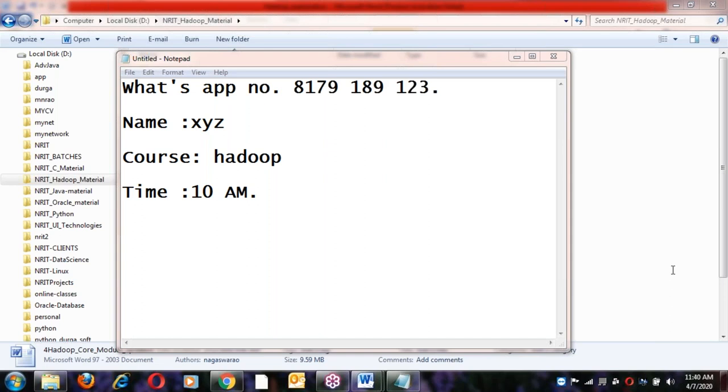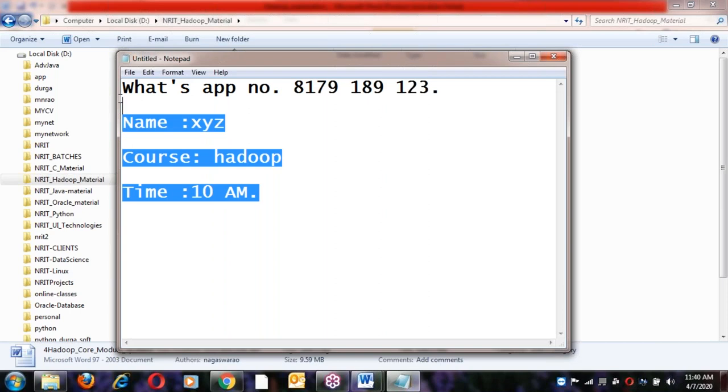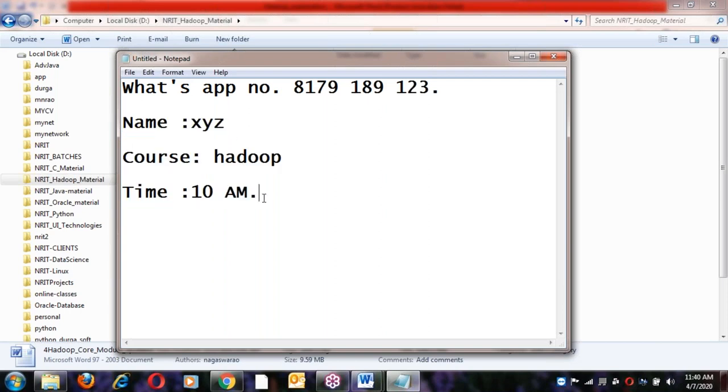Suppose in Hadoop someone faces an issue in the middle, they will post the issue to that group. Somebody will try to resolve that issue. If not resolved, I'll start explaining and resolve the issue. All right, okay. So just ping me these details. Now I'm creating this group. Please ping me immediately, don't delay. Please ping me all these details.